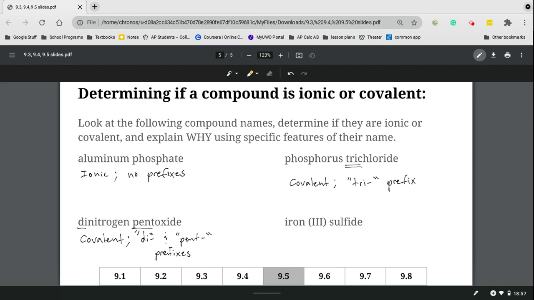So then iron 3 sulfide. Remember that we learned that that's what happens when we're working with the D block to indicate the charge of the iron. And so these Roman numerals indicate that you're bonding with the D block. And the D block is all metals. And so that means that we're going to be having ionic bonding here.